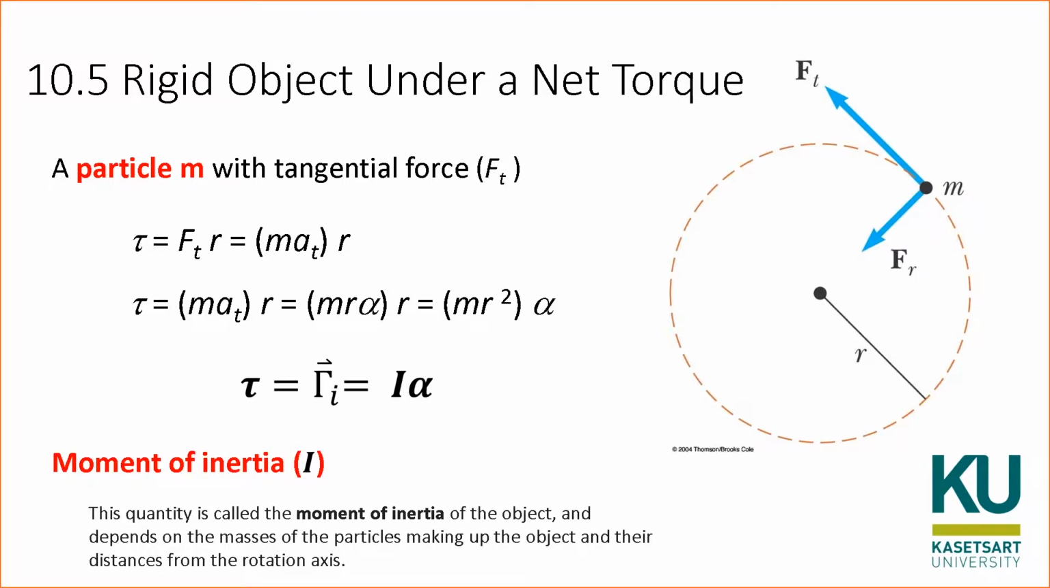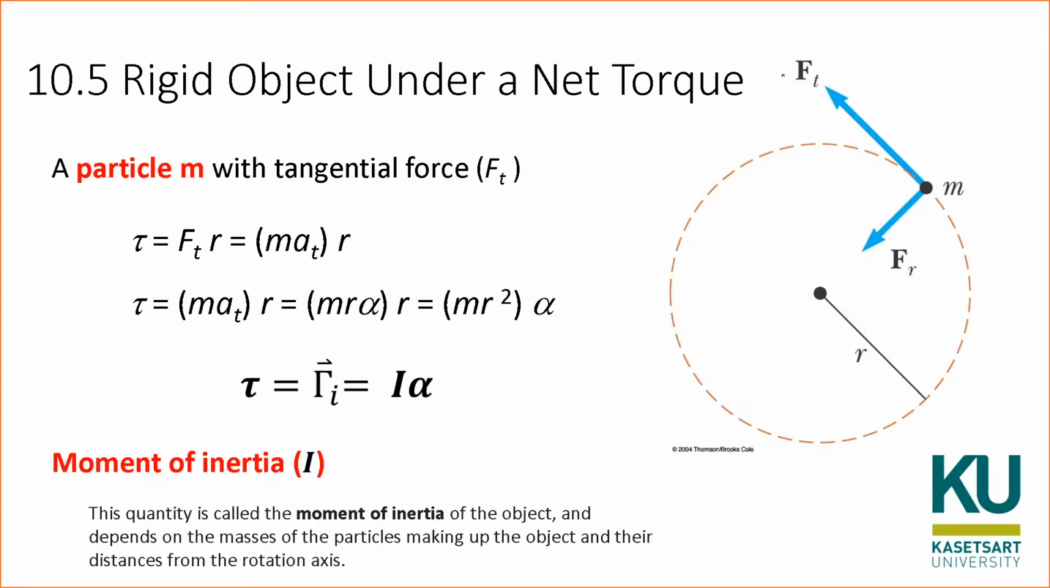What we learned was looking at the system as a single particle, and now we're going to move to a system of particles, not only a single particle now, and also rigid bodies. A rigid body is a body that is not deformed by the force exerted on the system.